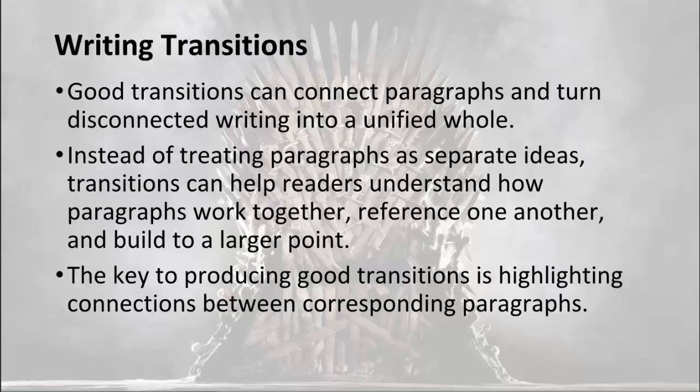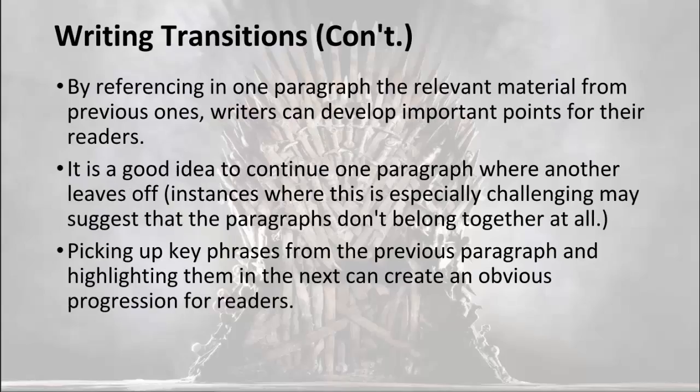The key to producing good transitions is highlighting connections between corresponding paragraphs. By referencing in one paragraph the relevant material from previous paragraphs, writers can develop important points for their readers. It's a good idea to continue one paragraph where another leaves off. Instances where this is especially challenging may suggest to you as the writer that these paragraphs don't belong together, and we'll have to go back to the outline phase to shuffle paragraphs around to make sure that we have that logical progression that we discussed last time. Picking up key phrases from the previous paragraph and highlighting them in the next paragraph will create an obvious progression for readers.